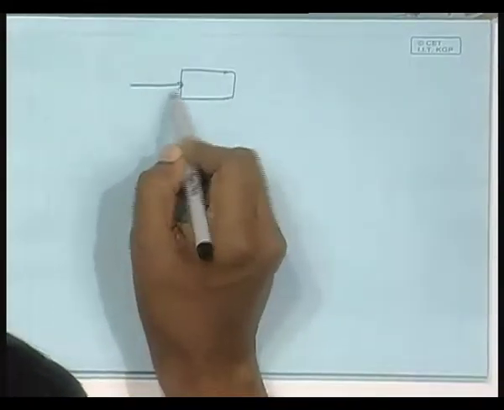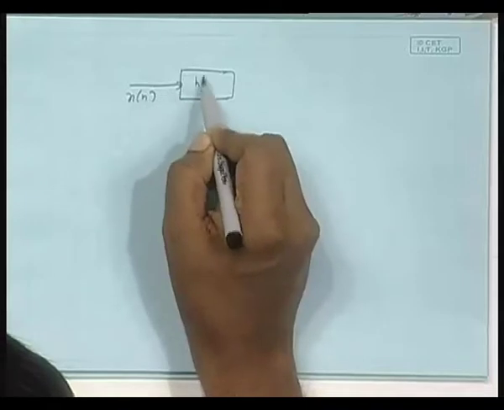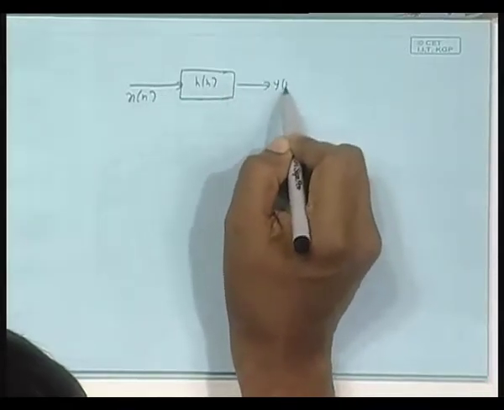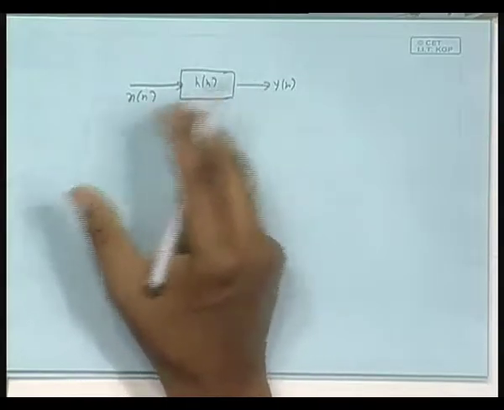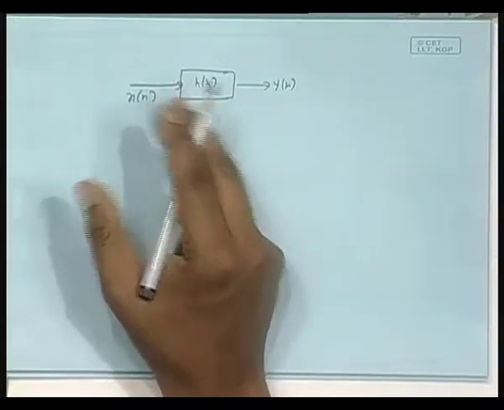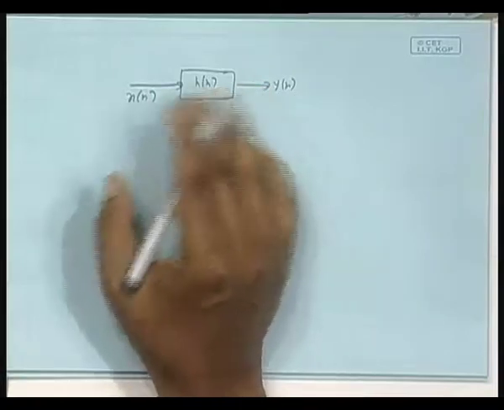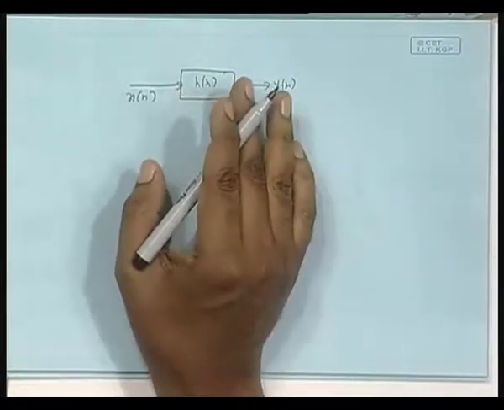In fact, I said that if there is x n and there is h n and there is y n, and suppose x n and h n are of different lengths, but I add zeros to make them equal length. Whoever is shorter, I add some extra zeros to that, so that both of them are the same length, and the length is equal to capital N.